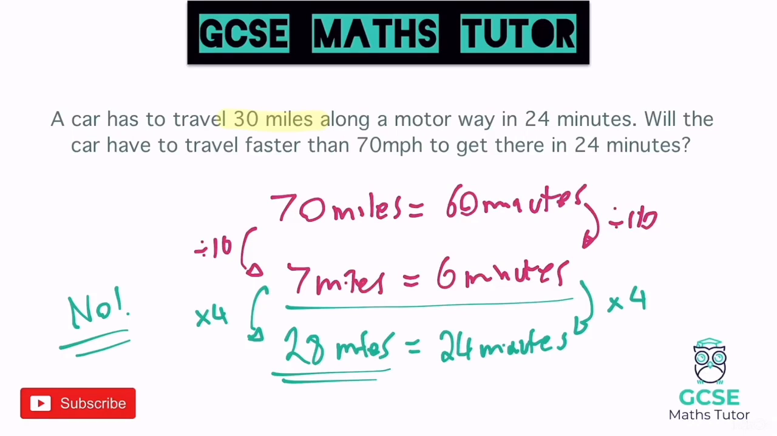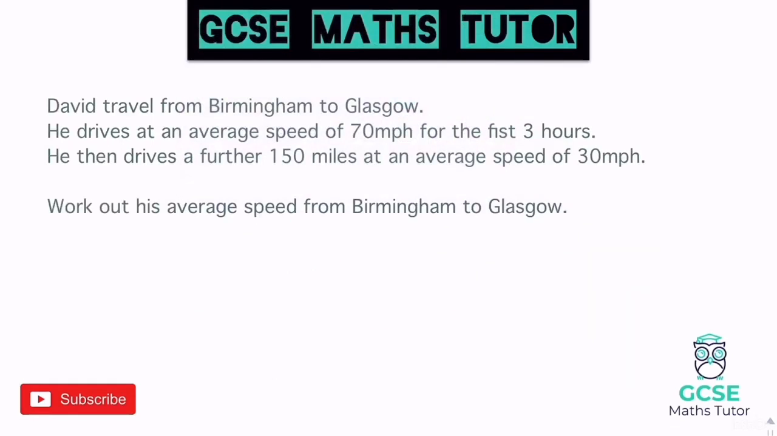David travels from Birmingham to Glasgow. He drives at an average speed of 70 miles an hour for the first 3 hours, and he then drives a further 150 miles at an average speed of 30. Work out his average speed from Birmingham to Glasgow, so for the whole journey.